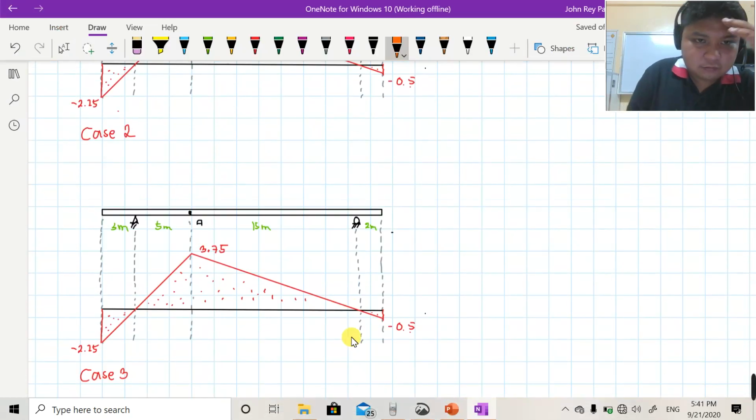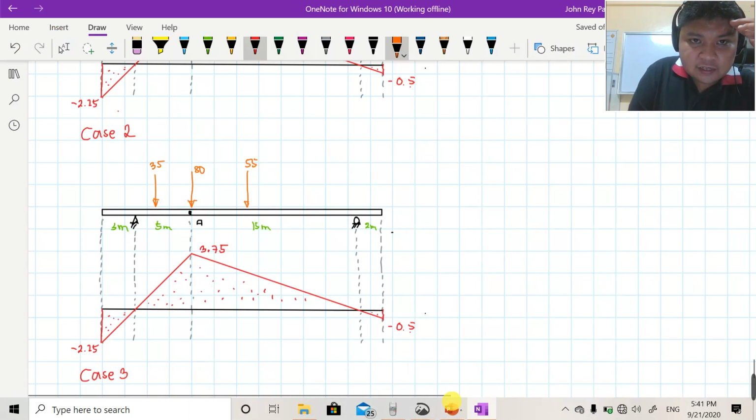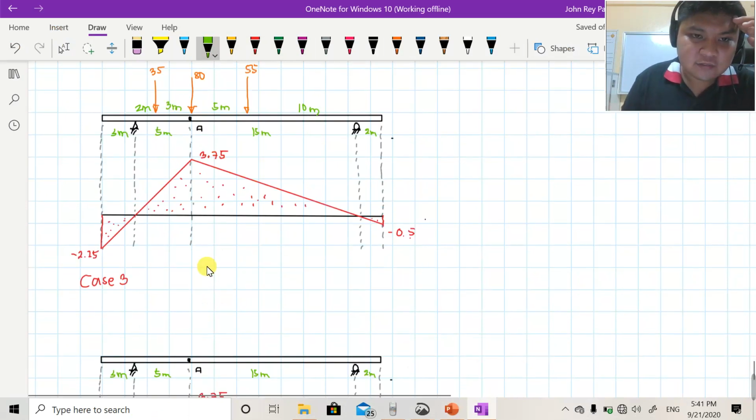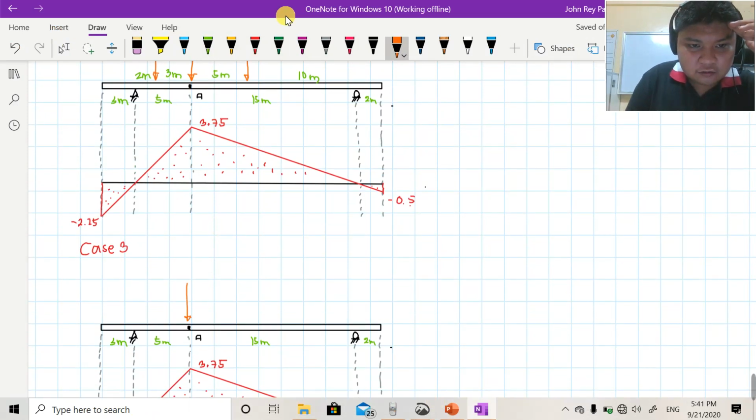Sa case 2, ang gagawin ko, dito natin class ilalagay yung 80, tapos 5 meters, dito natin ilalagay yung 55, and lastly, 3 meters, dito natin ilalagay yung 35. Okay? So, lagay natin yung mga dimension, 2 meter, 3 meter, 5 meter, 10 meters. Okay? So, lastly, for the case 3 naman class, no? So, of course, dito sa A, yung 35. Tapos, 3 meters from that point, erase ko lang siya.